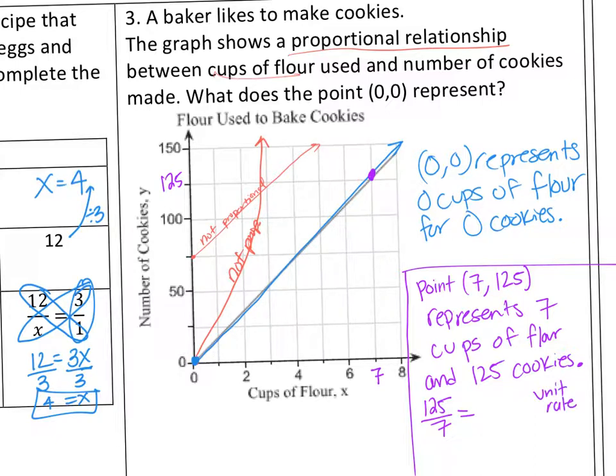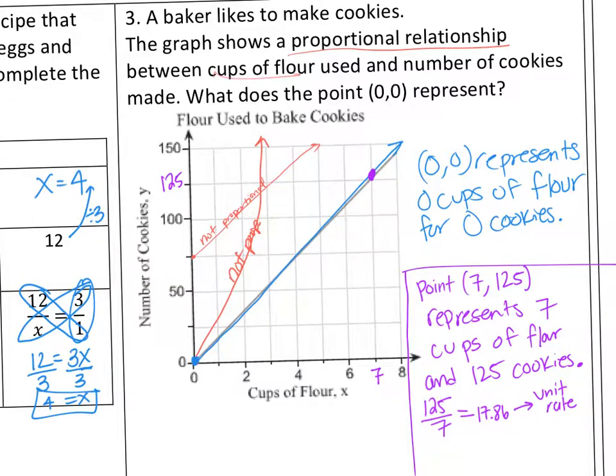All right, so let's say I did 125 divided by 7. That's 17.86 rounded up. So that's my unit rate. 17.86 is my unit rate. So that means for every cup of flour, I have about 17 or 18 cookies. It's an estimation because it can't be exact sometimes.